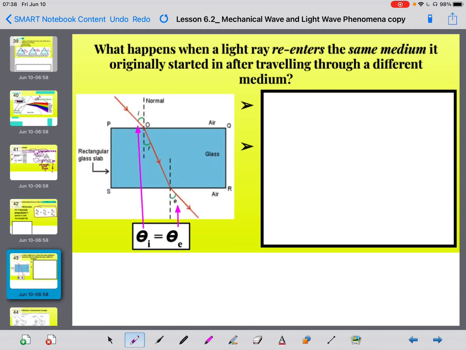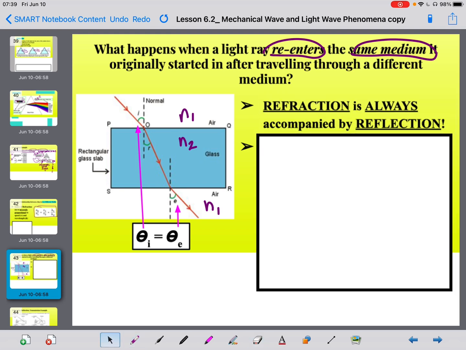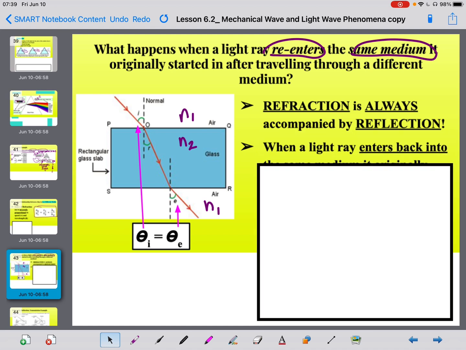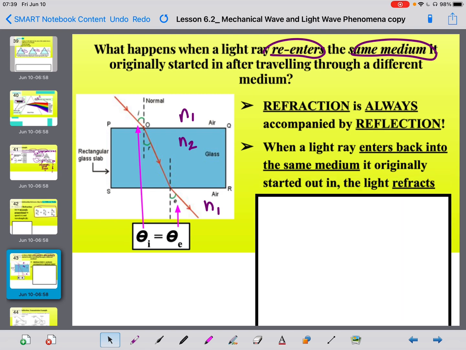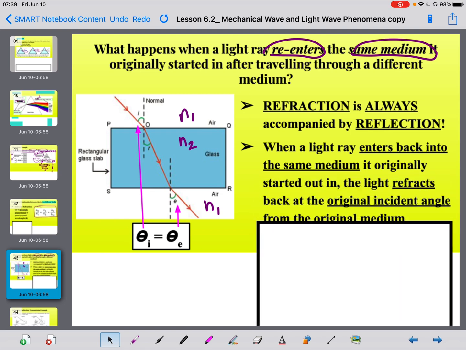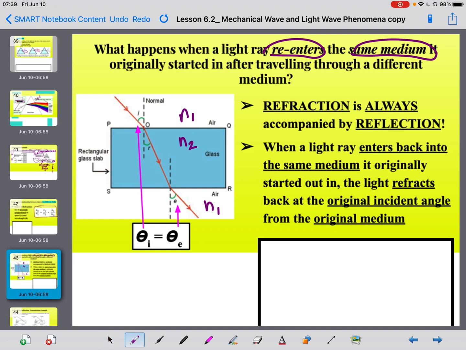Okay. So now let's talk about what happens when a light ray re-enters the same medium it was originally traveling in, before or after it had traveled through a different medium. So this is n1, the glass is n2, and then we go back into n1. Refraction is always going to be accompanied by reflection. That's non-negotiable. When a light ray enters back into the same medium it originally started out in, the light refracts back at that original incident angle from the original medium. So basically, this angle i up here is going to equal this angle e.